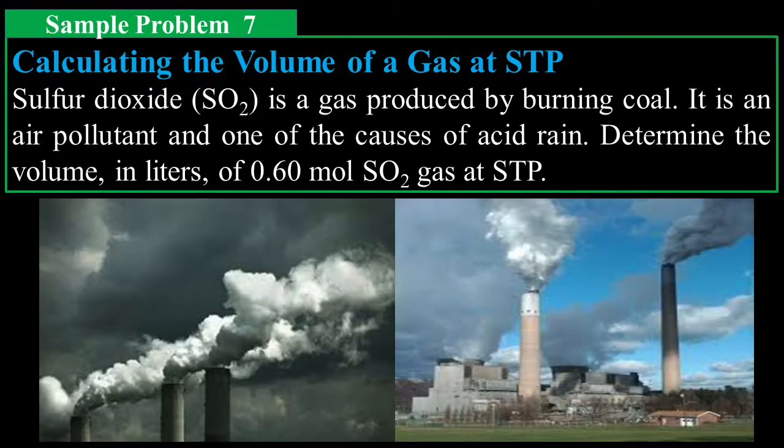Next, it says calculate the volume of a gas at STP. Sulfur dioxide is a gas produced by burning coal. It is an air pollutant and one of the causes of acid rain. Determine the volume in liters of 0.6 moles of SO2 gas at STP. It'll simply be 0.6 times 22.4. Simple, easy peasy.